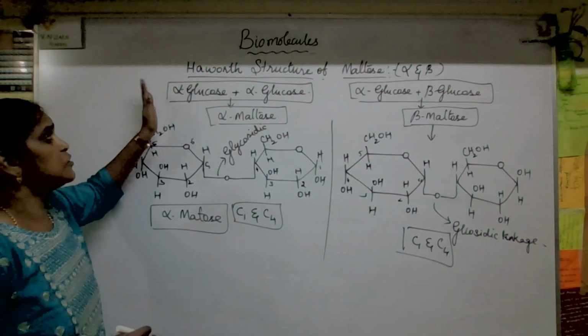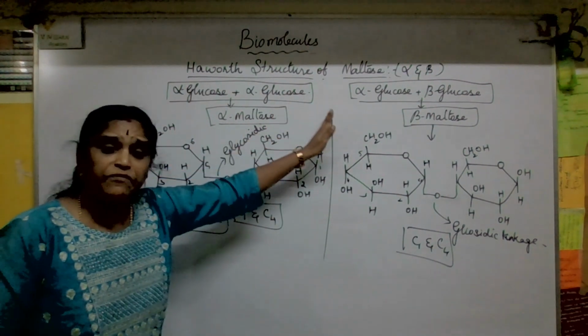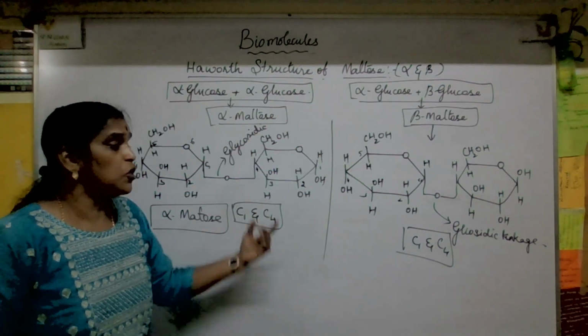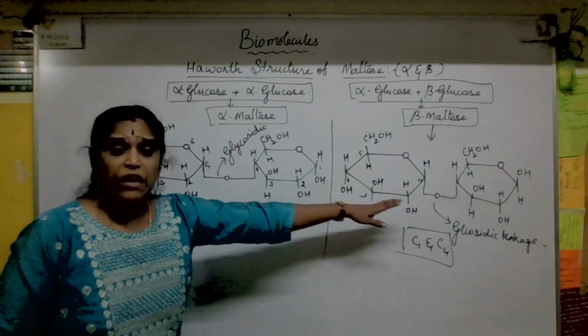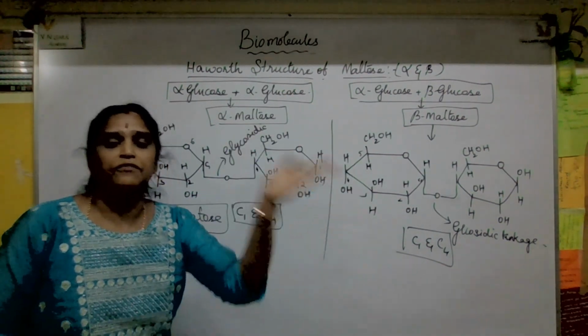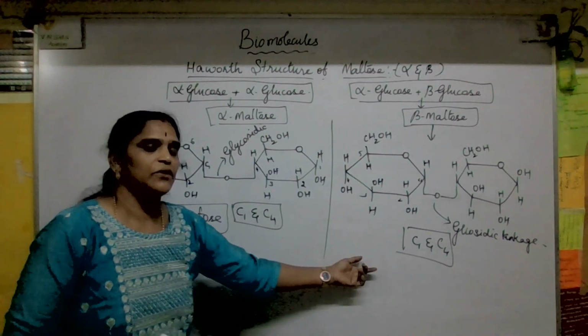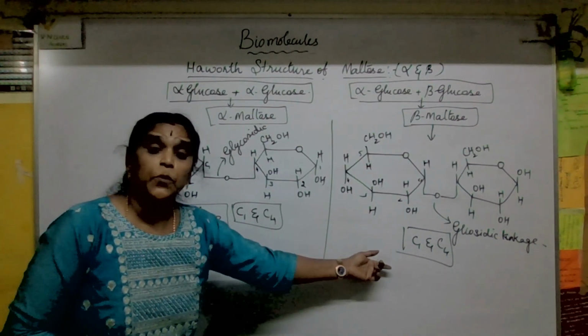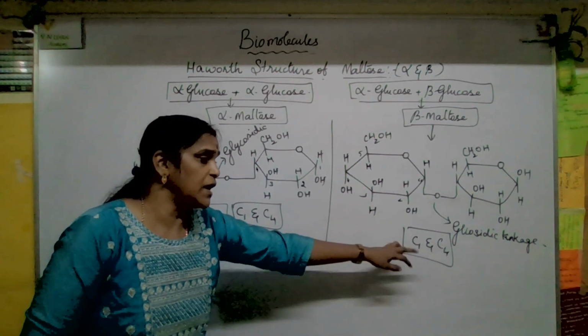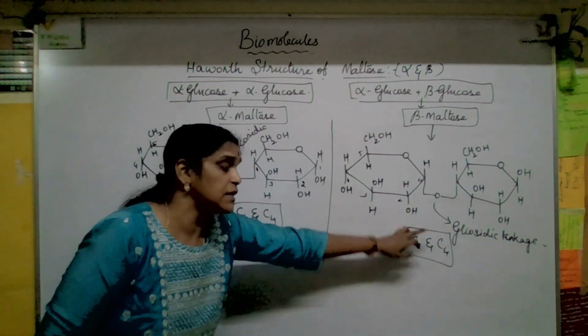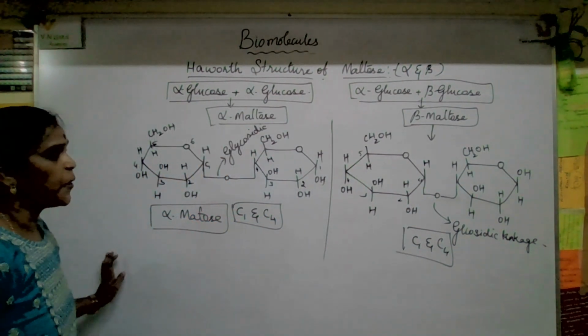What is alpha maltose? It is alpha glucose plus alpha glucose, which we call alpha maltose. So what is the structural formula of alpha maltose? That I have given. The same way beta maltose means one alpha and the other beta combined together. And what is the position of the linkage? The position is C1 and C4. What is that linkage? That is glycosidic linkage. Hope you're clear with it.